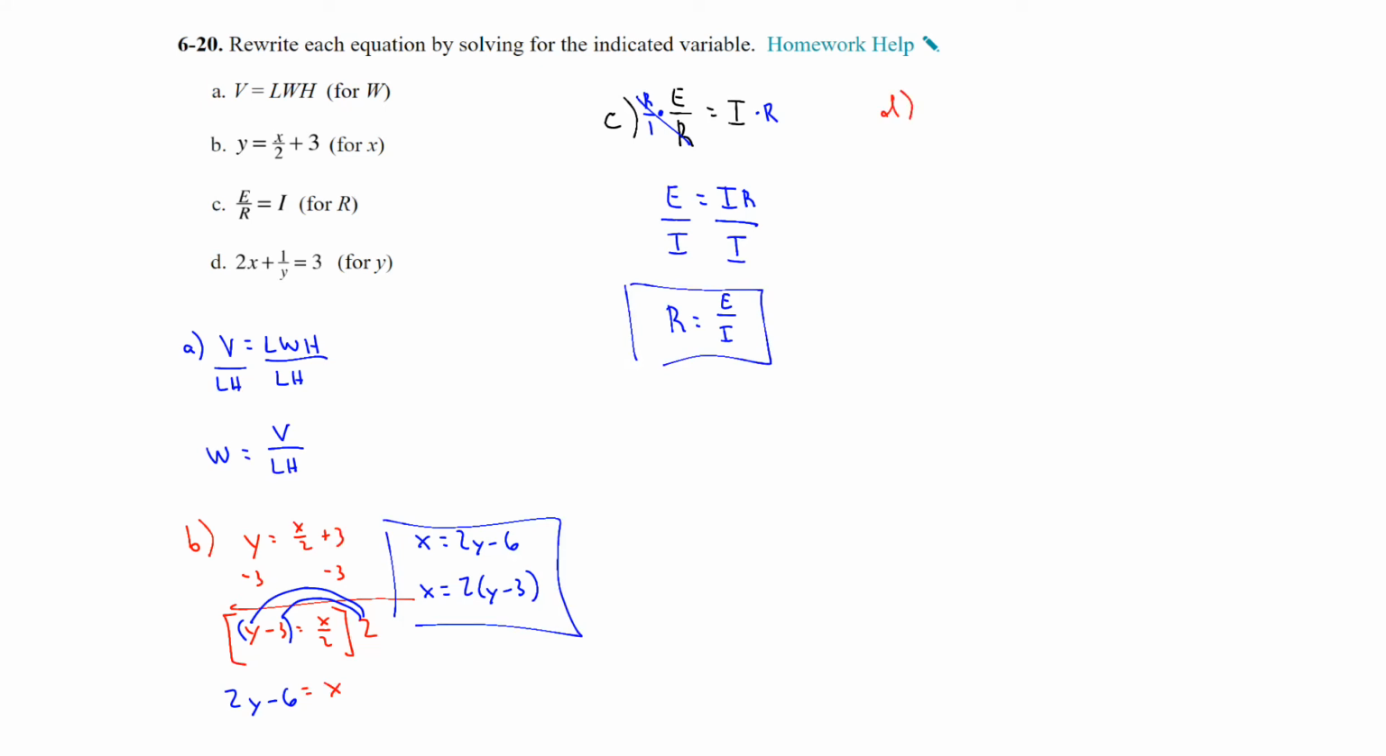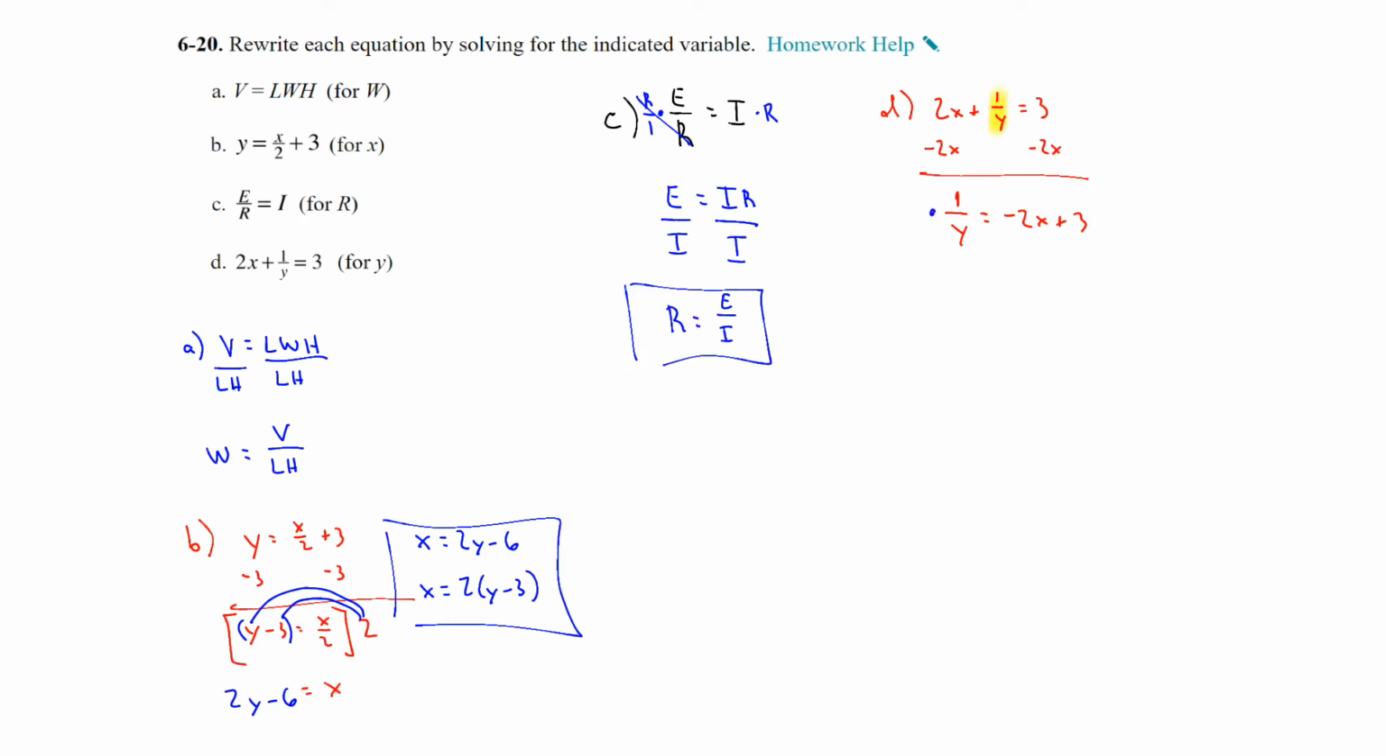And then the last one, D. 2x plus 1 divided by y is equal to 3. This one we're going to solve for the y variable. So before we can once again mess with what is here in terms of y, we need to somehow take this 2x and get it out of the left side of the equation. So we're going to do that by subtracting 2x to both sides. So now we're left with 1 divided by y is equal to negative 2x plus 3, or you could have done 3 minus 2x, that's fine.